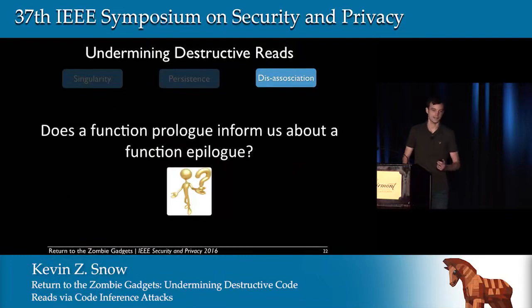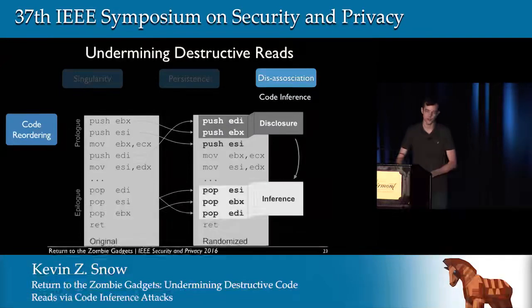So the last implicit assumption we looked at was this code disassociation property. Basically, we looked at fine-grained randomization schemes that worked at a binary compatible level. And we asked several questions, but the one I want to cover in this talk is the question of, does a function prologue inform us anything about the function epilogue? So this is just one of a whole bunch of code transformations that are possible at the binary level. And this one's called the register preserving code reordering transformation.